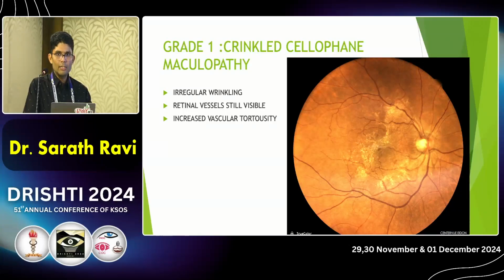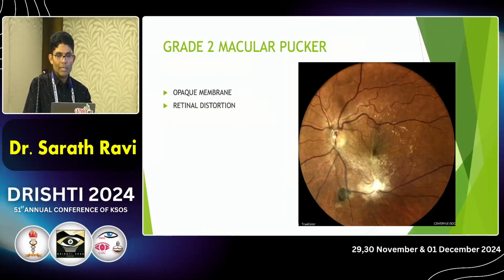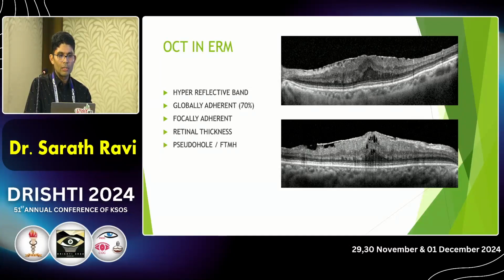Whereas in a crinkled cellophane maculopathy, you have a wrinkling of the inner retina, and the retinal vessels appear tortuous, and seem to be pulled towards an epicenter. Whereas macular puckers are opaque membranes, and these definitely require intervention. These opaque membranes can cause prominent retinal distortion resulting in foveal ectopia, and the underlying retinal vessels are not visible.